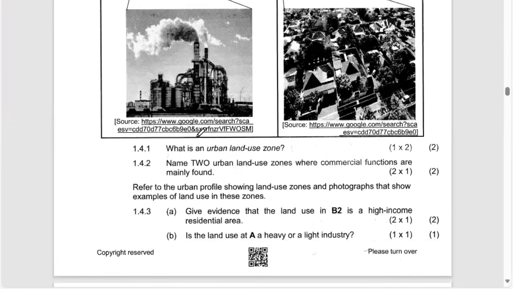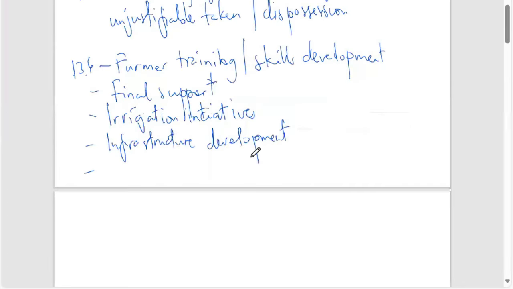What is an urban land use zone? We're just going to define it generally. Right, number 1.4.1. What is an urban land use zone?